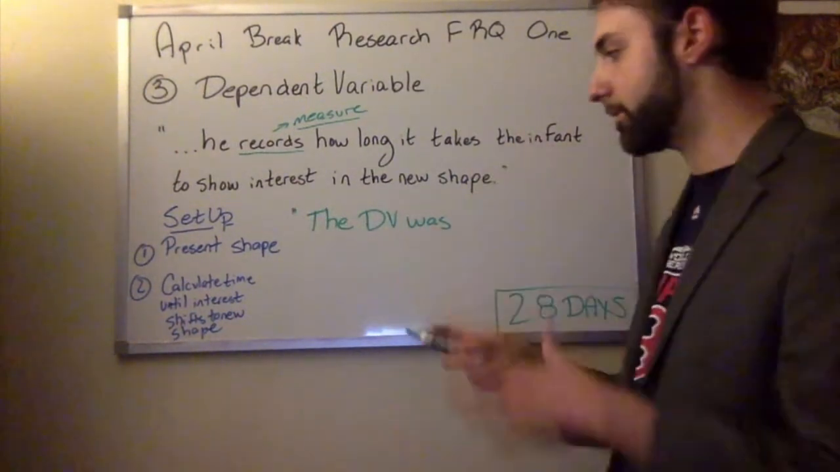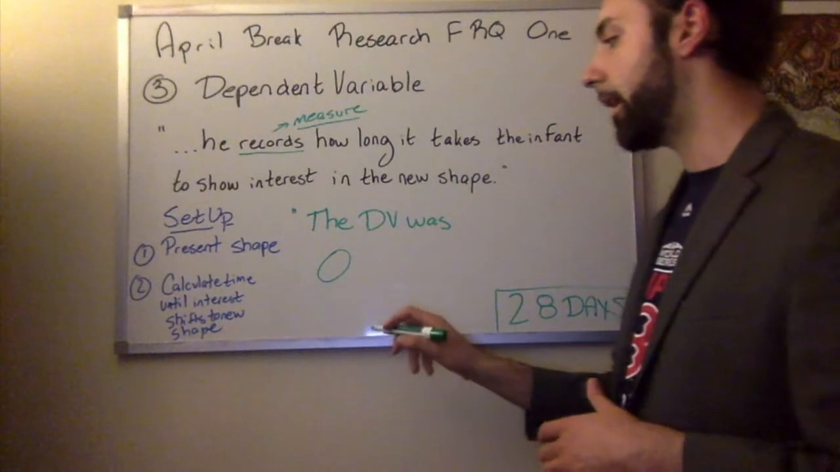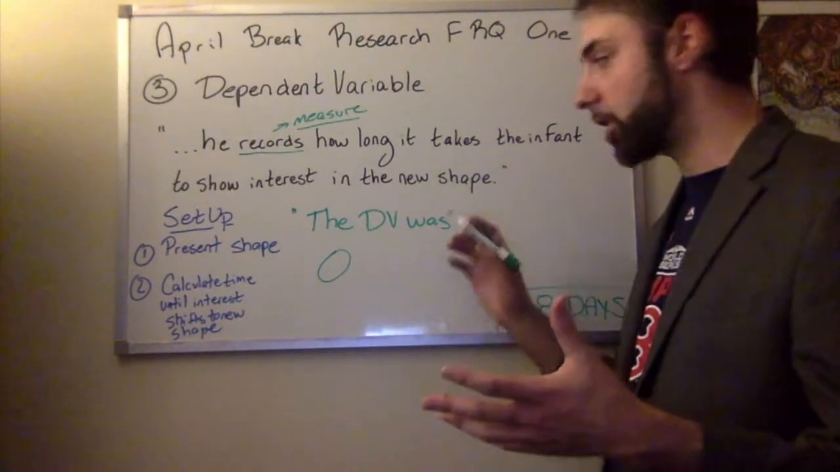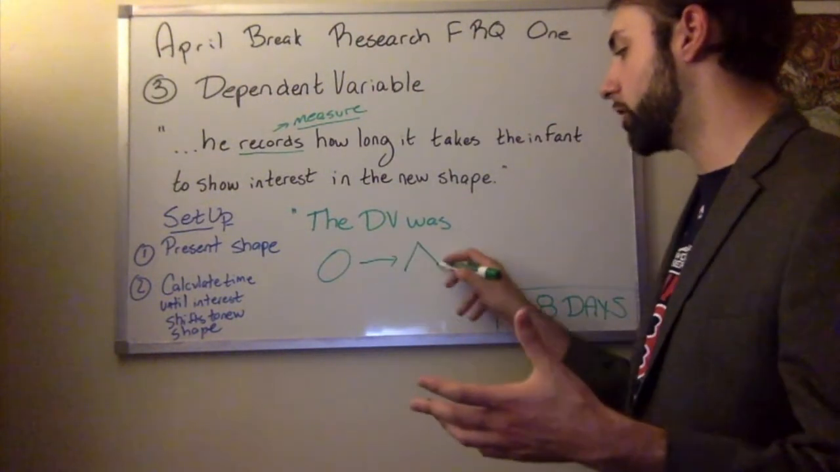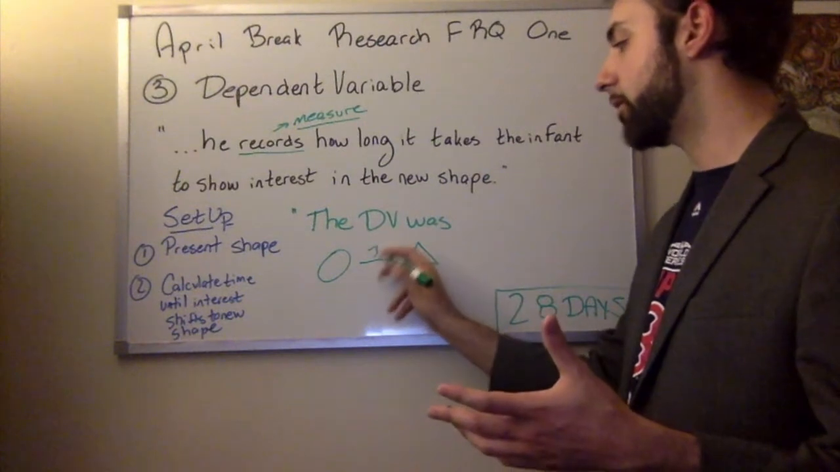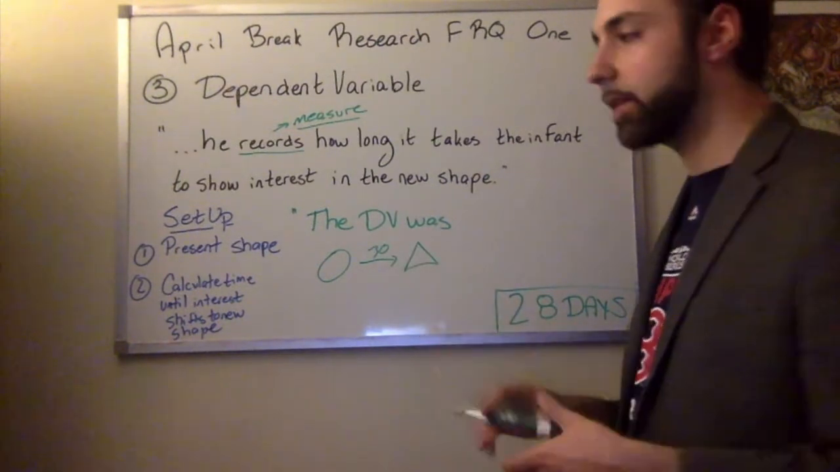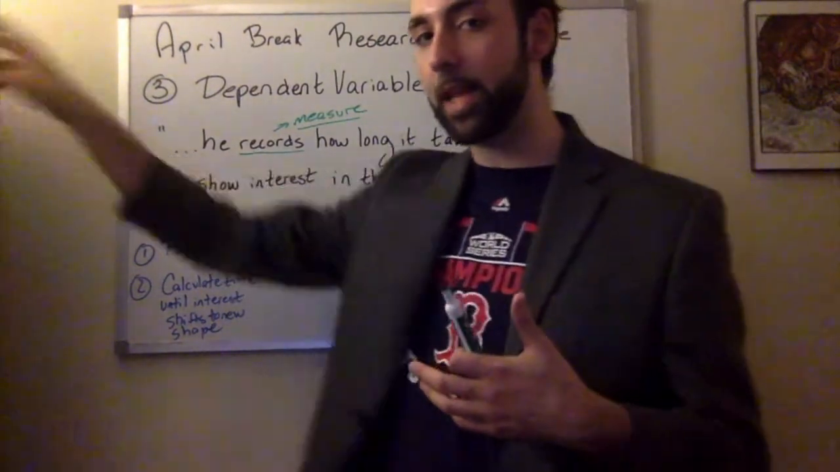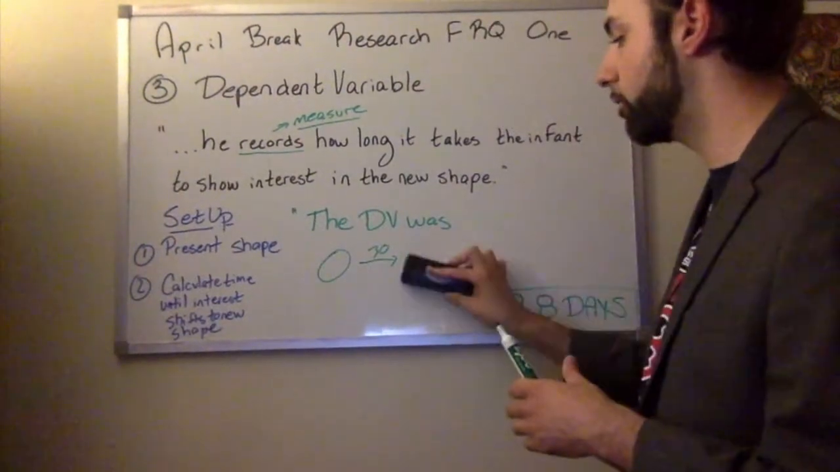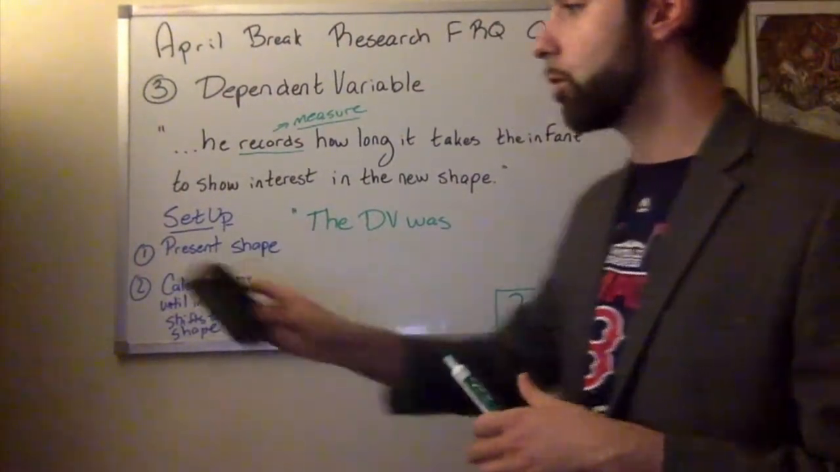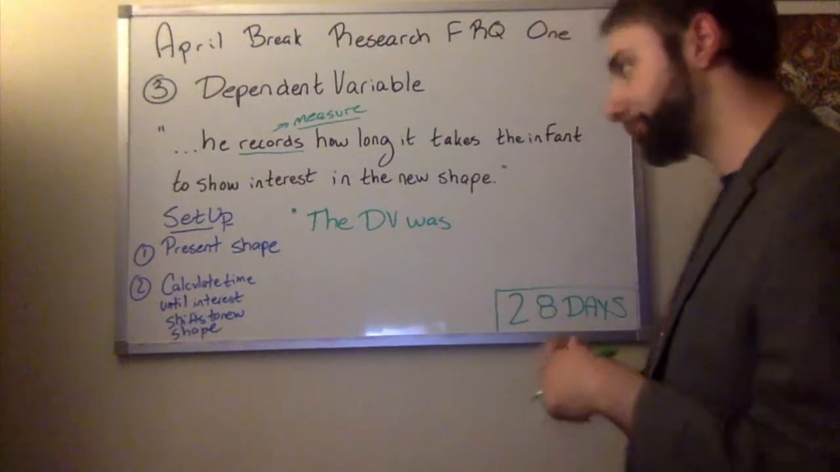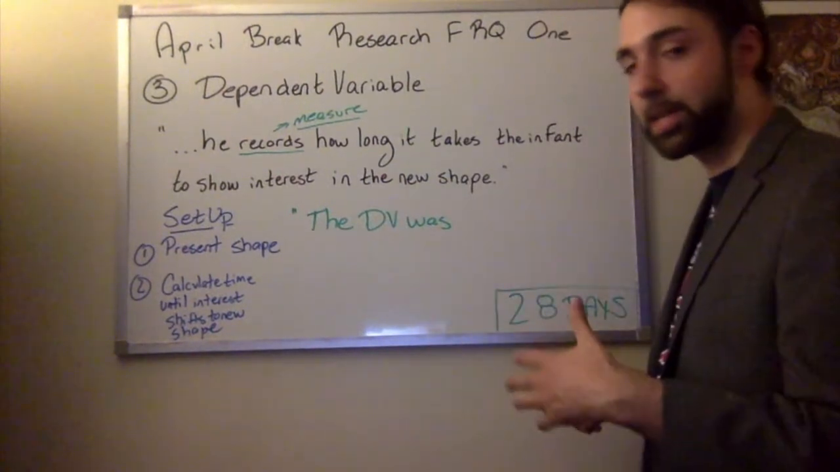So they're looking at, let's say, a circle. You calculate how long it takes the child to then shift their attention to a triangle. And if that takes 30 seconds, that's precisely what they're calculating. In the table that I previously had on the board for the first couple FRQ bullets, those numbers were all of the quantity of seconds that it took the child to shift their attention.